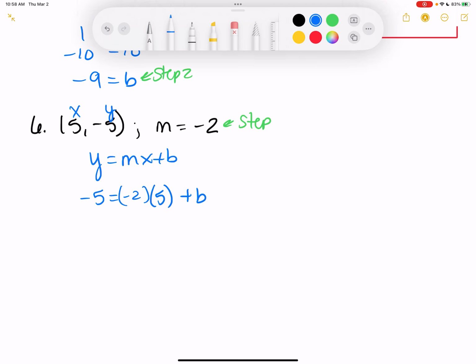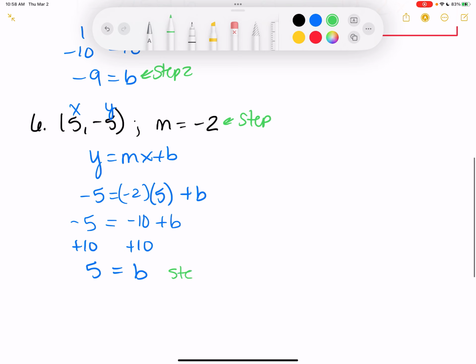So negative 2 times 5 is negative 10. So negative 5 is equal to negative 10 plus b. I'm going to add 10 over. So negative 5 plus 10 is positive 5. So b is 5. This is step 2, I found the y-intercept. And now, step 3, I rewrite. What would my equation of the line be? y equals negative 2x plus 5.